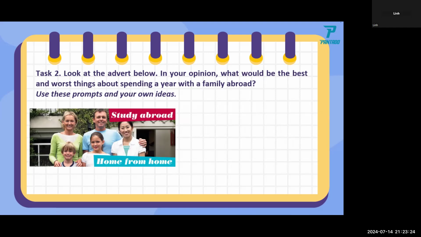Look at the advertisement. Study abroad, home from home. What would be the best first? And what would be the worst thing about spending a year with a family abroad? Example, your family will go to another country. So what do you think is the best? And what do you think is the worst?